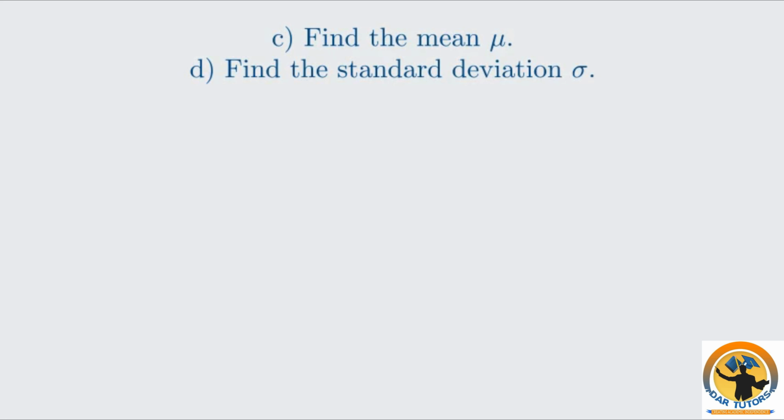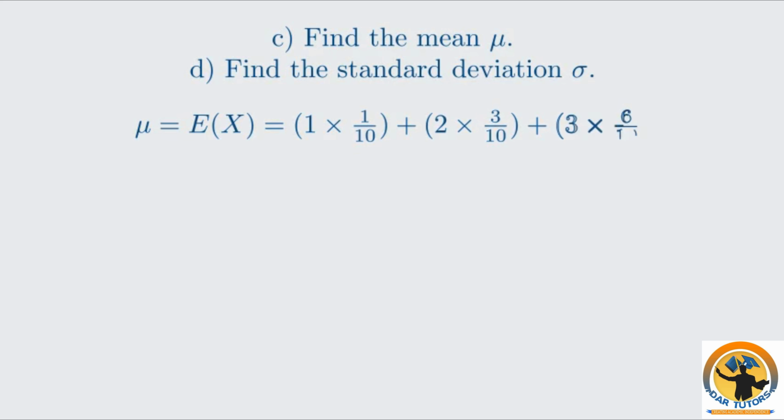Now let's calculate the mean mu and the standard deviation sigma for this distribution. We'll use the same formulas as before. The mean E[X] is the sum of x times P(x). Plugging in our values, we get 1 times 1/10, plus 2 times 3/10, plus 3 times 6/10. This simplifies to 1/10 plus 6/10 plus 18/10, which sums to 25/10 or 2.5. So the mean is 2.5.